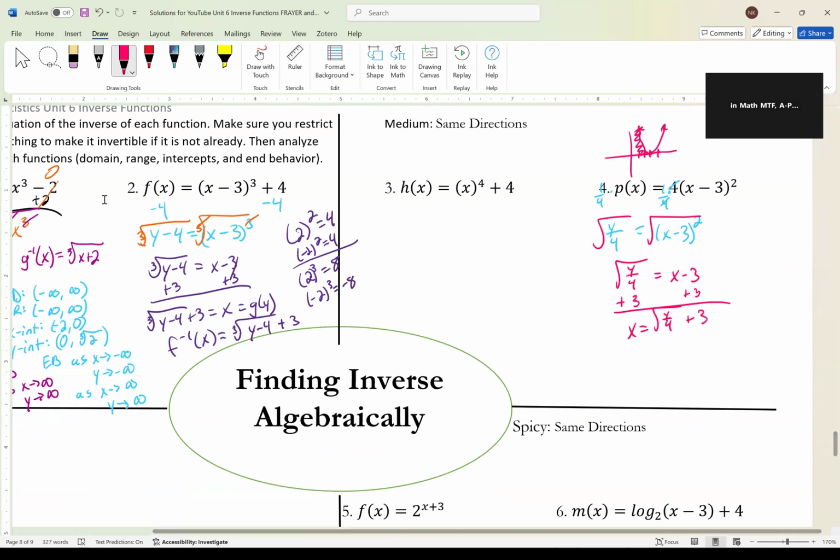I'm actually going to do a lot of the features under number 3, but that's not where that goes. I can call it q of y then is equal to the square root of y divided by 4 plus 3, or the inverse of p of x is the square root of x divided by 4 plus 3.